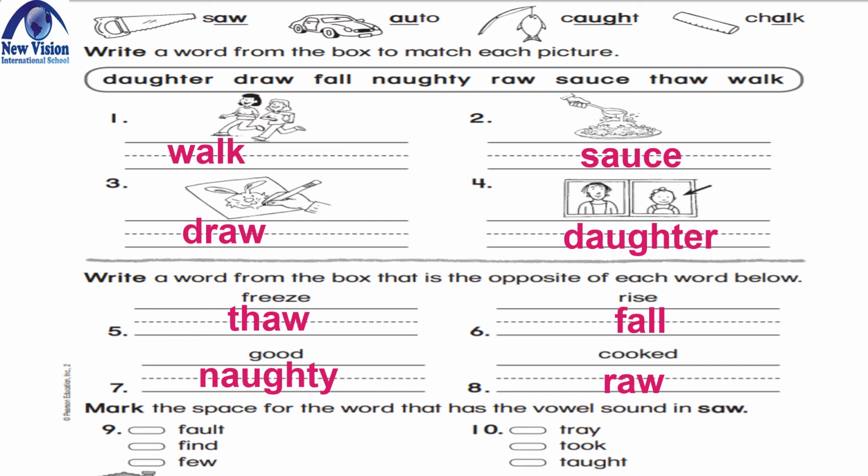Mark the space for the word that has the vowel sound in so. So, fault, find, or few. So, fault. Good job, my students. Now, number 10. So, tray, took, or taught. Taught. Excellent, my dear students. Now, let's move to the next.